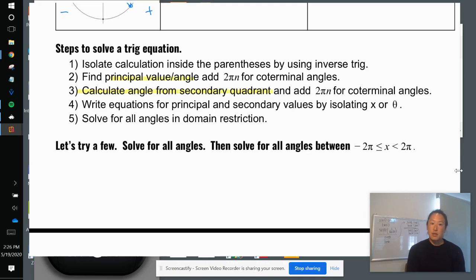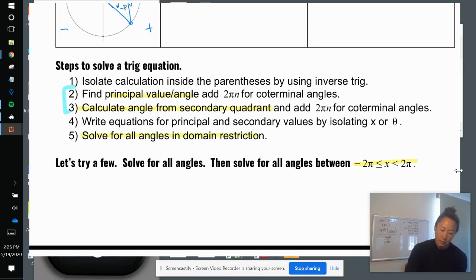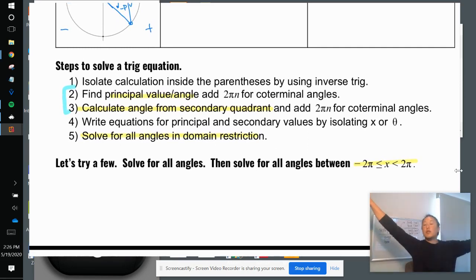And then sometimes we have to do steps 4 and 5, where maybe there's some more isolating we need to do. And then if your equation gives you a domain restriction, like negative 2 pi is less than or equal to x and x is less than 2 pi, then we actually have to list out all the possible answers. Right now, steps 2 and 3 will give you all possible solutions if there were no restrictions on your graph. Okay, so I am going to pause there and we're going to do examples next.